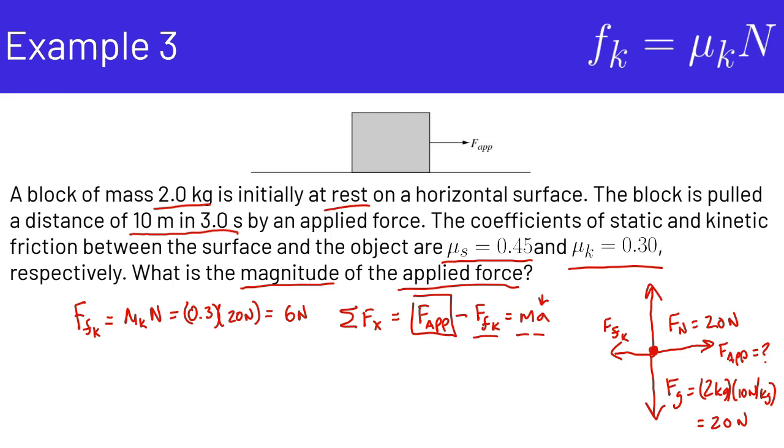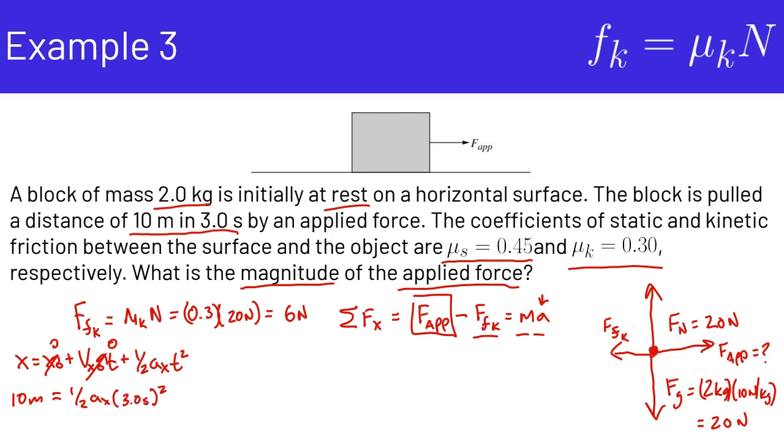So we're going to use the equation x equals x naught plus v x naught t plus 1/2 ax t squared. So our initial position is going to be 0. Our initial velocity is going to be 0. So our final position is 10 meters. So that's equal to 1/2 times ax times t squared, which is 3 seconds squared.